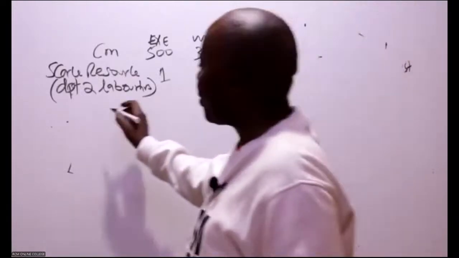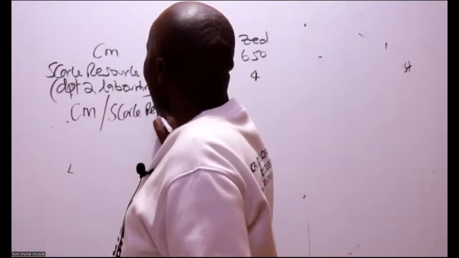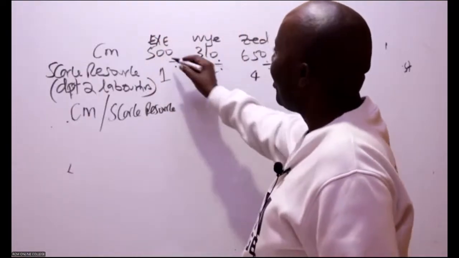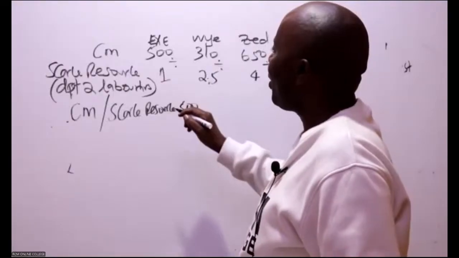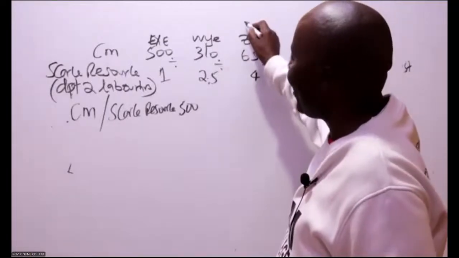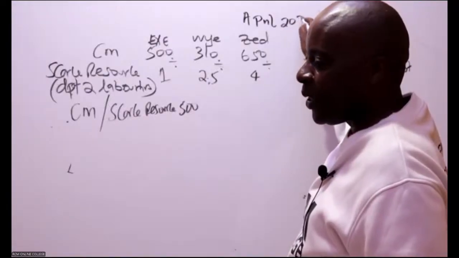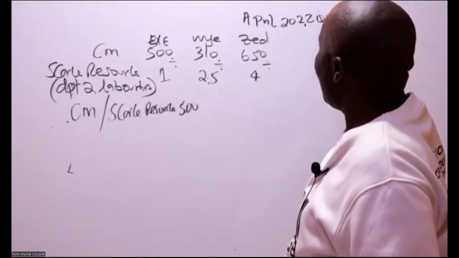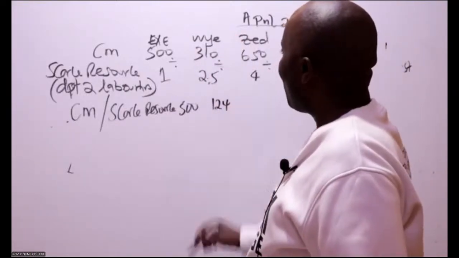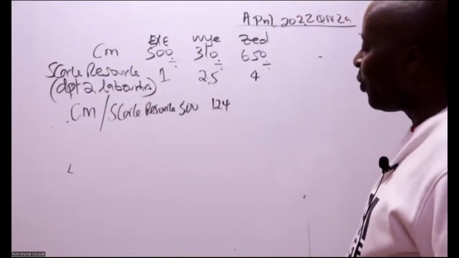Then you give us the quotient. You give us CM per scarce resource or per limiting factor. You divide them. So 500 divided by 1, 500. 310 divided by 2.5. I should not be rubbing here. You're right, I should always be writing the question: April 2022, Question 2A. So this one here, Y, gives us 124. And then Z lastly, 162.5.